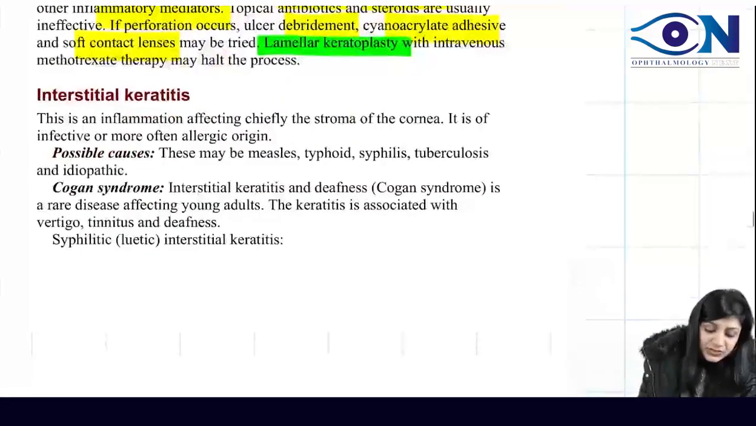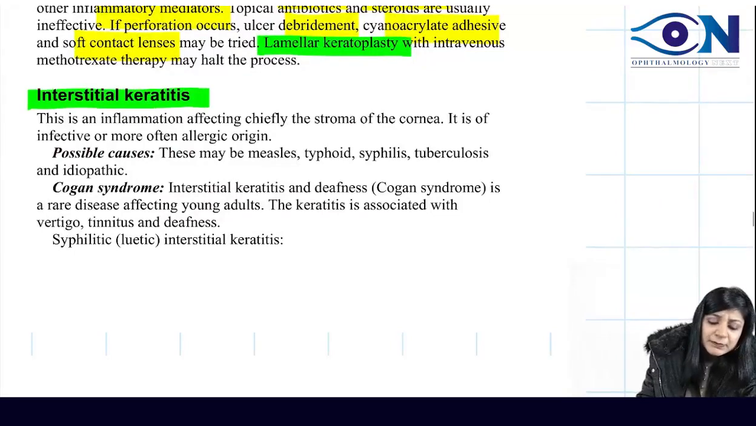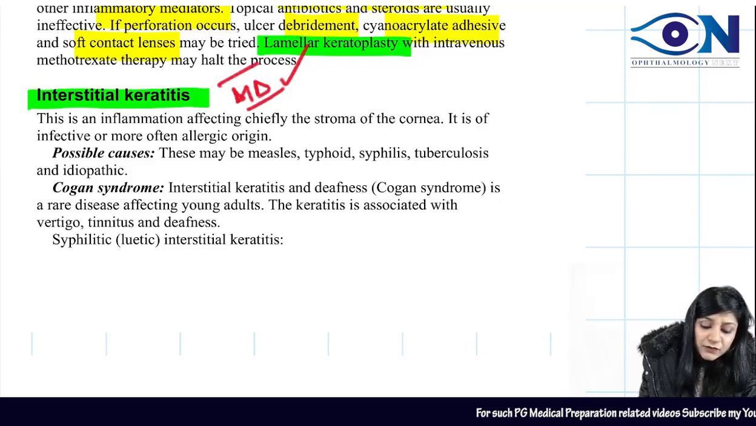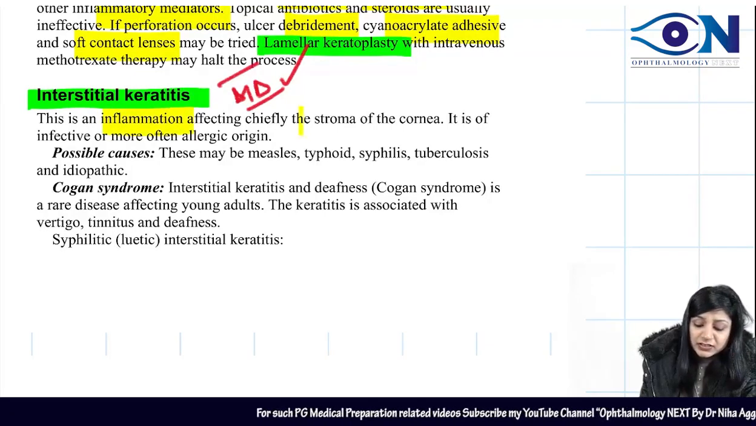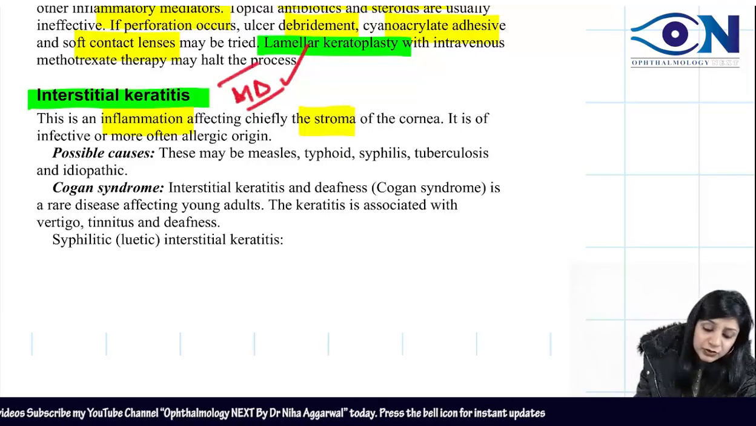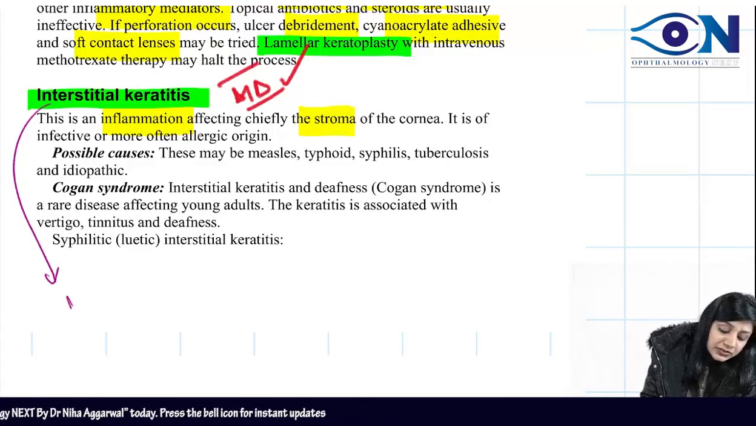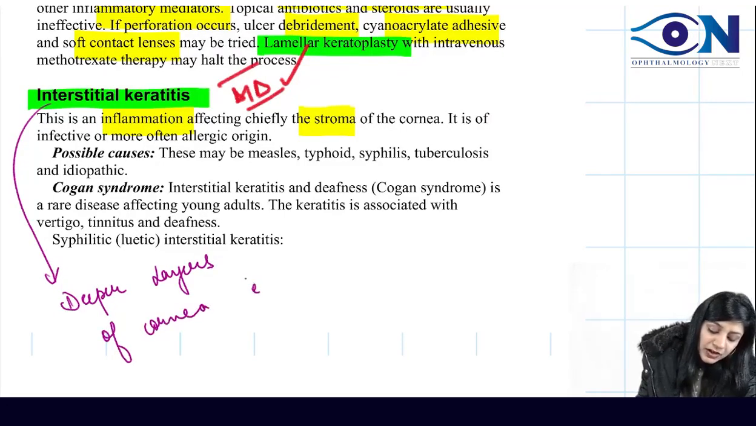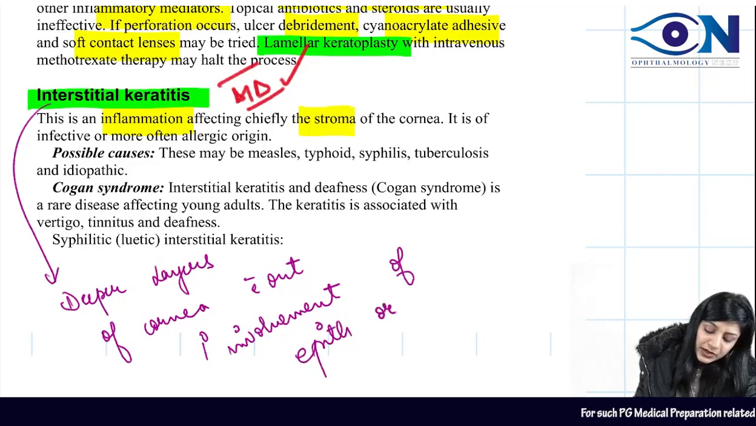Another important topic is your interstitial keratitis, and basically you are getting questions related to DD on this interstitial keratitis. We have got the inflammation which is affecting the stroma. Interstitial means there is a problem with the deeper layers of the cornea, without the primary involvement of the epithelium or the endothelium.